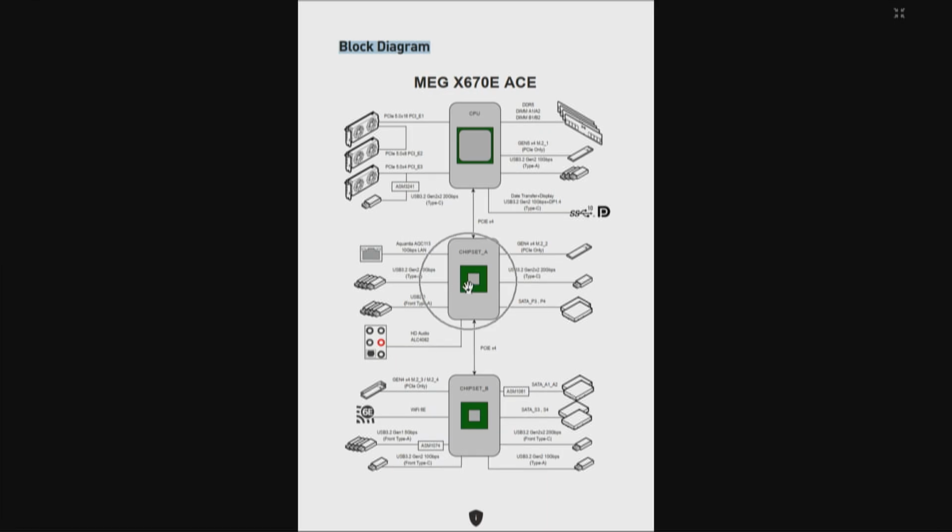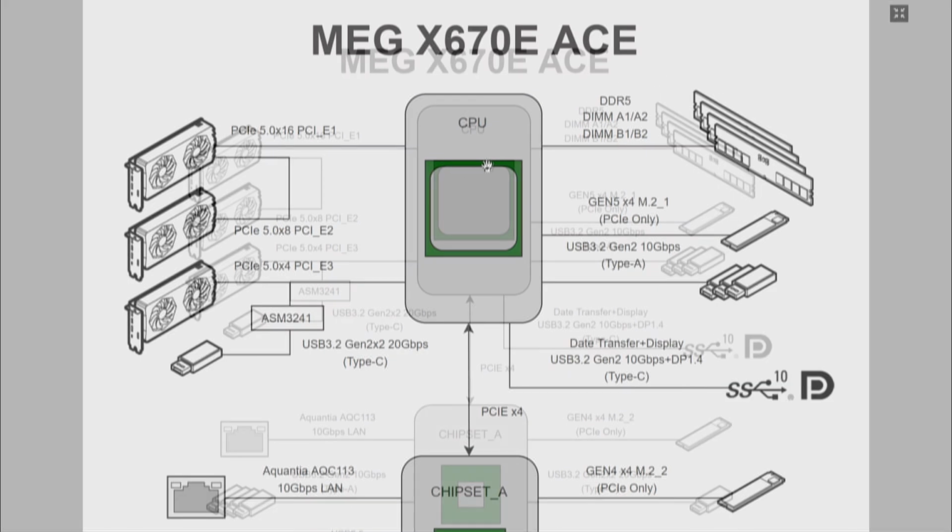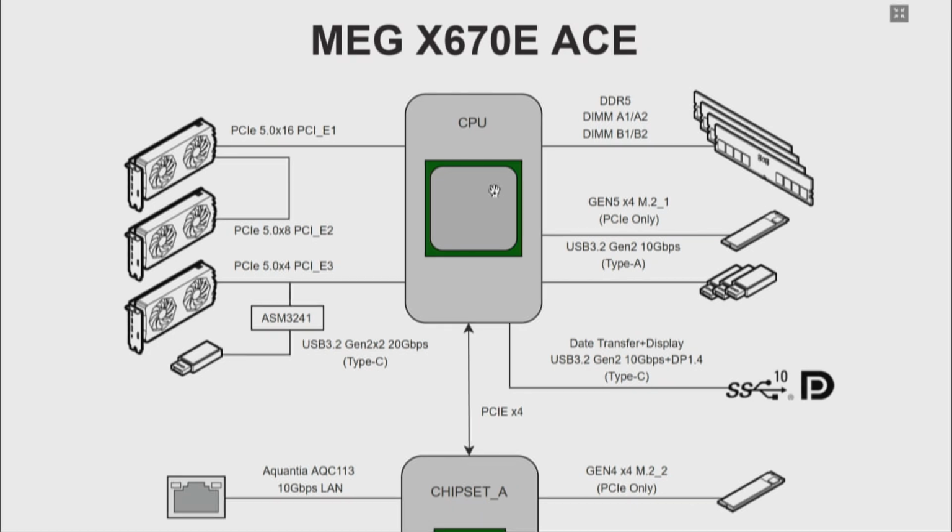Or, excuse me, primary chipset and secondary chipset, or Promontory 21 if you want to call it. And they call it chipset A. Let's focus first on the CPU lanes. And after going through the specs, we should be able to run this a little bit quicker.